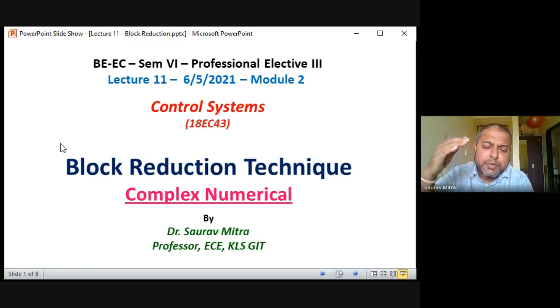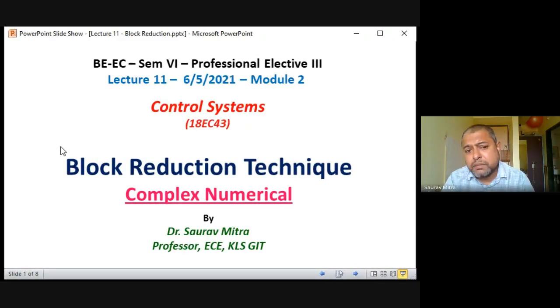After they have explained all the rules, the same complex numerical that we did yesterday, the last numerical we had done, we will solve again with different methods. If you understand these two methods perfectly, almost 60 to 70% of your understanding of block reduction is done. And then again we will be solving a lot of numericals.